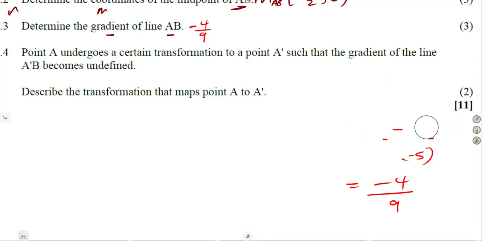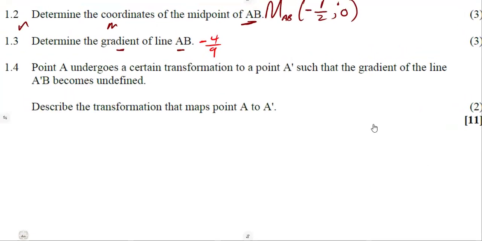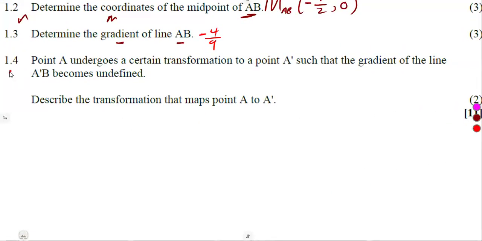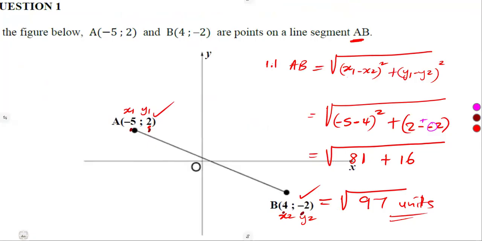All right, moving on to another part of the question, which is 1.4. The point A undergoes a certain transformation to the image of A, such that the gradient of the line of image A, image of AB, becomes undefined. Describe the transformation that maps A to its image when the gradient is undefined. All right. Remember the gradient. Okay, let's go back to what we have here.